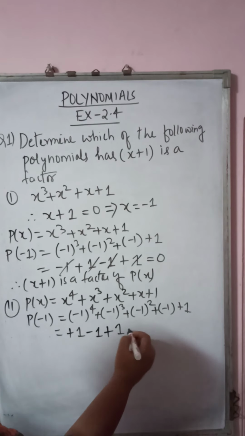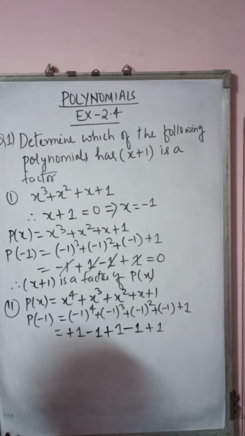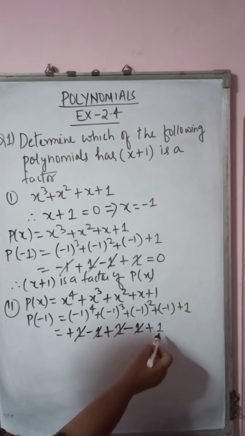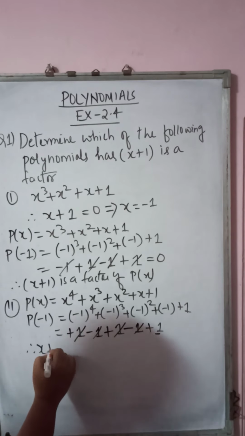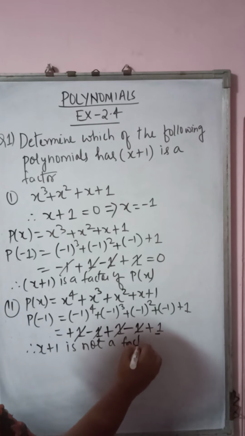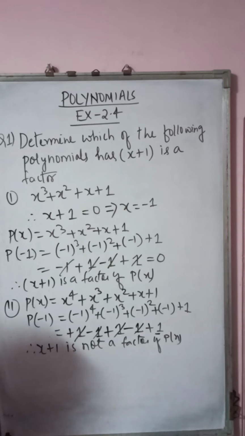Now plus into minus is minus, so 1 plus 1. Now same number with opposite sign, plus 1 minus 1 cancel, plus 1 minus 1 cancel. So here you are left with plus 1. So here you can say that x plus 1 is not a factor of p(x) because here the final answer is not 0.